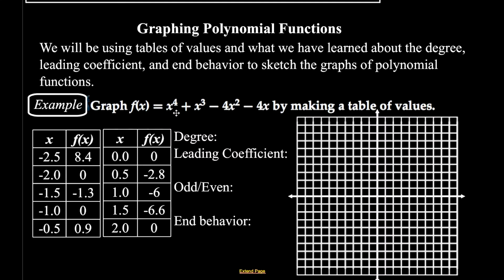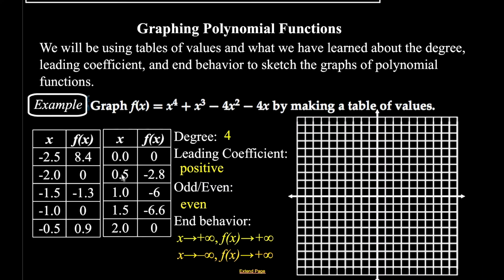Now in this example, the degree of our polynomial is 4. That's the highest exponent. The leading coefficient is positive. So we know that our polynomial is even, and the end behavior for an even polynomial with positive leading coefficient says that as x goes to positive infinity or negative infinity, the function always goes to positive infinity.